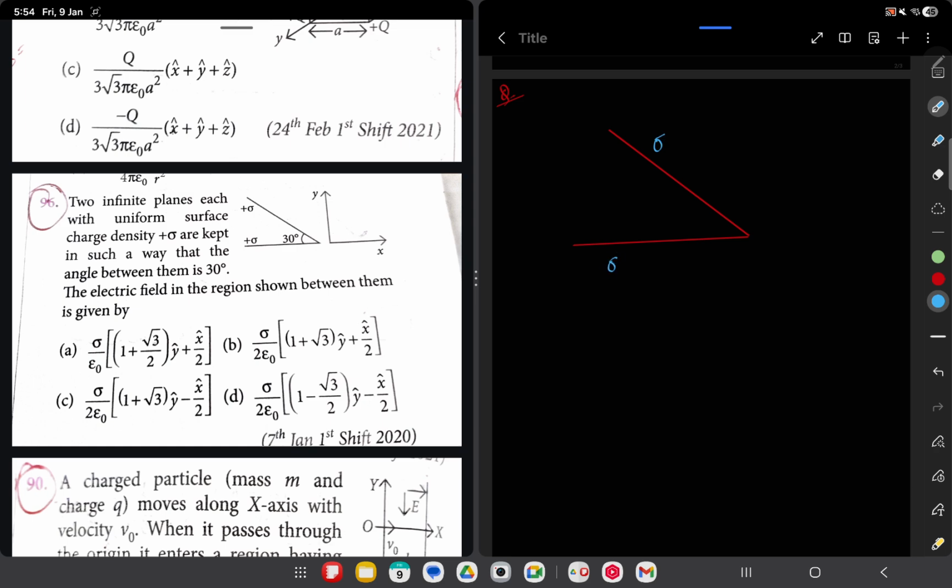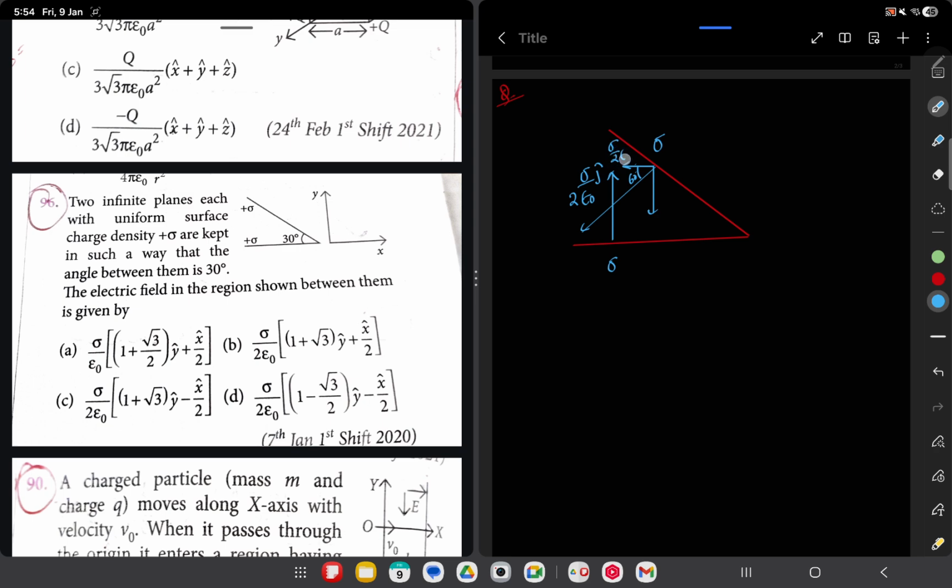For any point, let's say this is a point, the electric field will be in this direction, sigma by 2 epsilon naught into j cap. And for this one, it will be in this direction, so you need to just make the component. This angle is 30 degree, so this one will also be 30 degree. If this is 30 degree, then this one will be 60 degree.